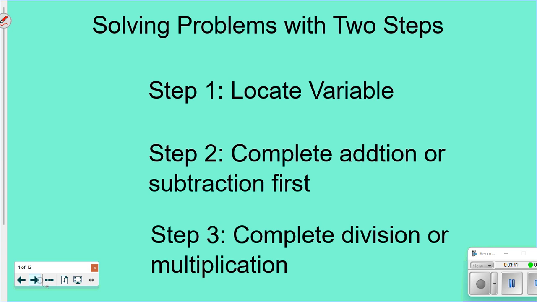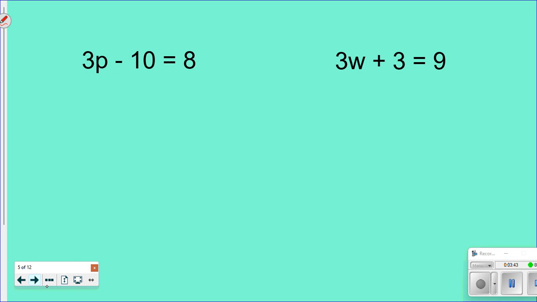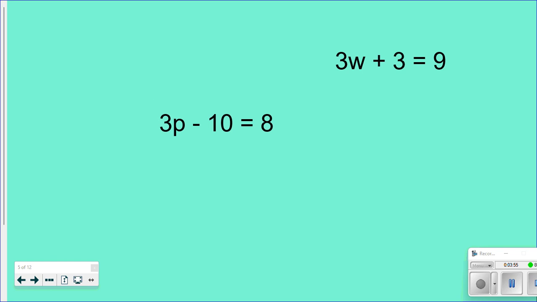Okay, so I'm going to keep going here. This is what a two-step equation looks like. So I'm going to look at this one up top first. It says 3p minus 10 equals 8. The reason why we call this two steps is because there's two different operations going on here. We have 3p, we know this is multiplying, and then we have minus 10, and we know this is subtracting. So we know there's two things happening here. That's why we call it a two-step equation.